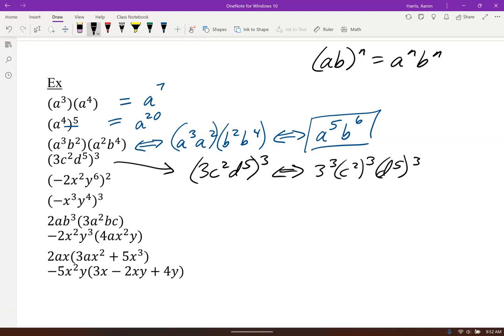Well, 3 times 3 times 3 is 27. C squared to the 3rd is, multiply those, I have 3 sets of c squared, so I have 6 total c's. Multiply those, I have 15 d's.